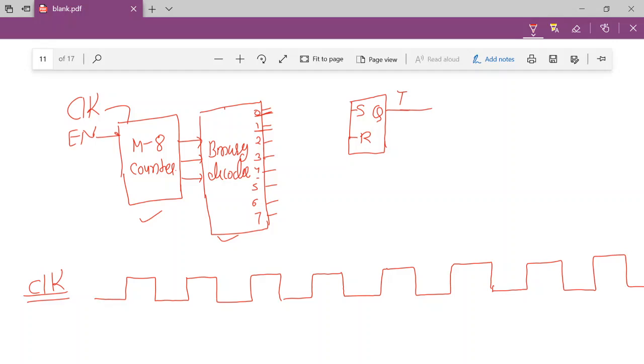So suppose this is my one signal, with some particular duty cycle, and suppose I want to produce a signal. I apply the zeroth output to the S input here, and the second output to the R. Fine. Can you analyze what will happen? Okay, let me draw it here. The TS0 signal here.